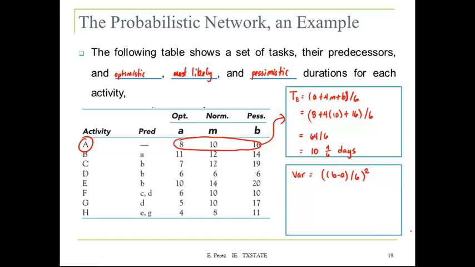So the variance is going to be that. So we'll get this value from here. So we're going to use the estimate, the pessimistic, and the optimistic. So it's 16 minus 8 divided by 6. That to the power of 2. So that will be equal to 1.78. Okay, so now we have the expected value and the variance for the first activity. We can repeat the process for each one of the activities.